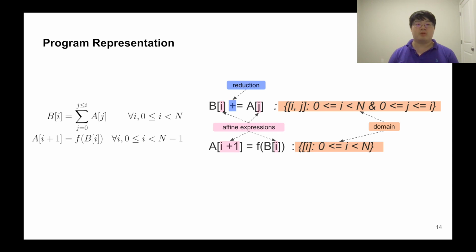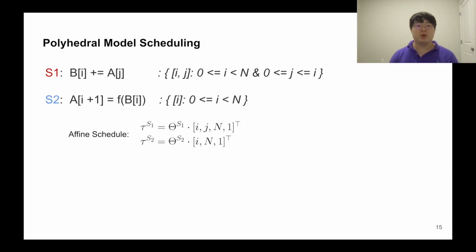Notably, in our program representation in the paper, reduction is a first-class object. Specifically, the plus equal sign here expresses that the first statement is a reduction with a sum operation. In the polyhedral model, scheduling is the process of assigning each iteration of each statement a timestamp. Specifically, with affine scheduling, each statement is assigned a scheduling matrix theta, which upon multiplication with an iteration vector will produce the timestamp for that iteration.